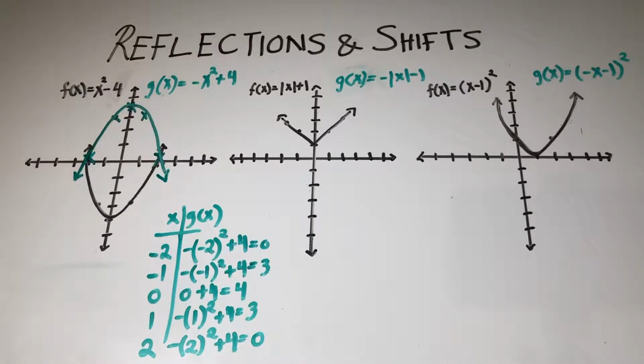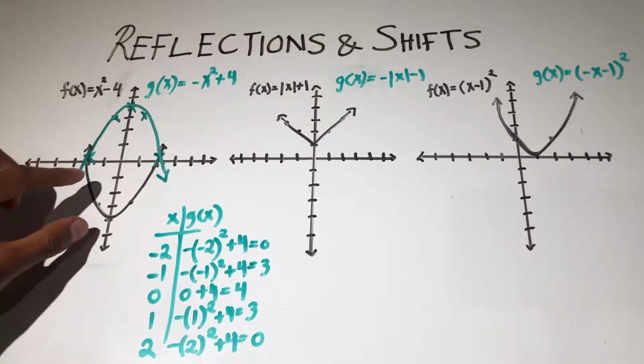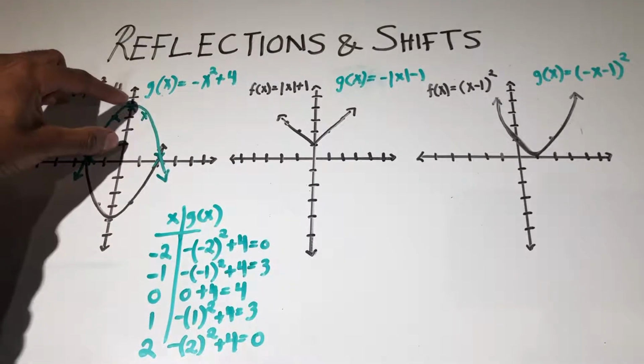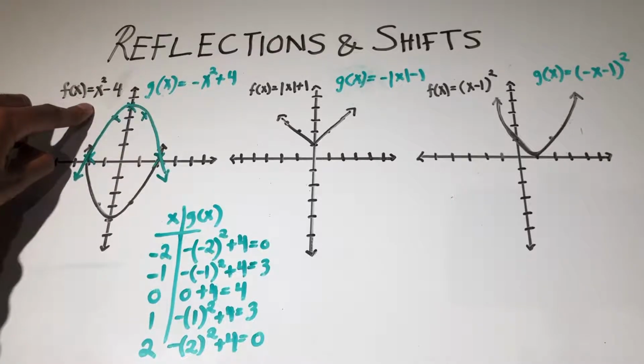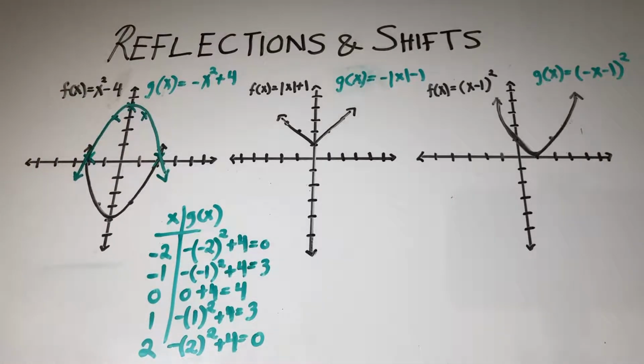Now you can tell what happened after this transformation has taken place. Notice that we have a reflection across the x-axis and that the graph has shifted 4 units up. Well, in this case, it shifted 8 units if we compare it to the original equation. So that's our first graph. For our second graph, we have the absolute value of x plus 1. So it's just the graph of an absolute value that started at the origin and has shifted 1 unit upward.